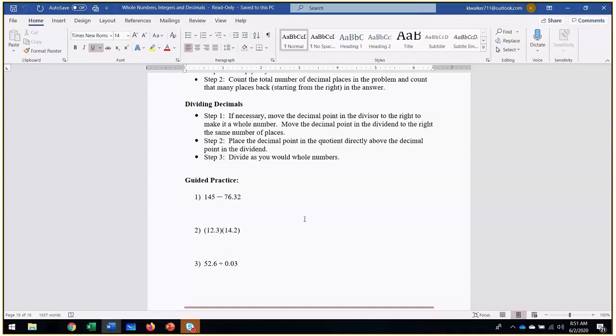You can't have decimals in a divisor. If you go to do the division with the decimals, you'll probably get the right numbers, but your decimal will not be in the right spot. So you move the decimal in the divisor over to the right.